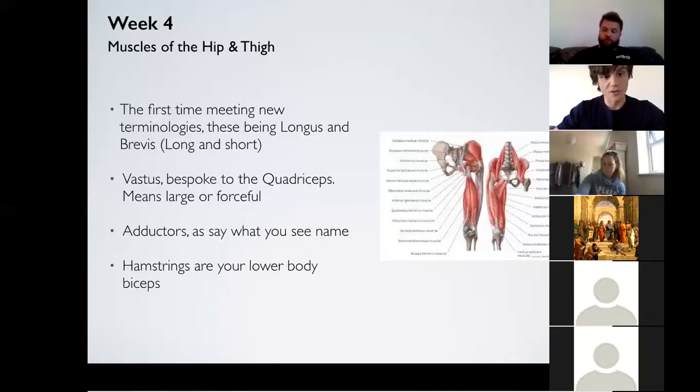But hamstrings, you've got to think of their role as knee flexion and then managing and stabilizing the pelvis, helping extend the pelvis, extend the hip. Sorry. So hamstrings are your lower body biceps. So we've got biceps and triceps, we've got quadriceps and hamstrings, essentially doing the same thing. However, the requirement for stability and the role in stabilization is a little bit greater in the lower body because it's a more stable structure.